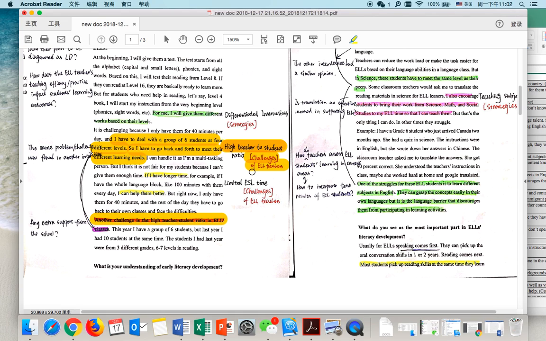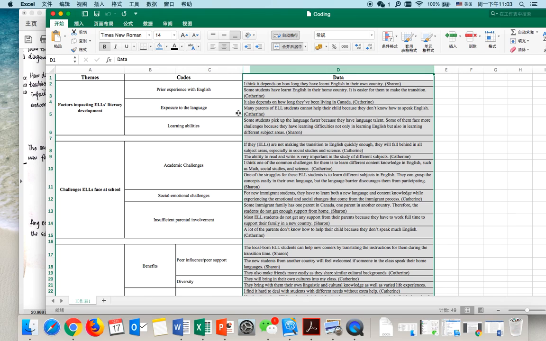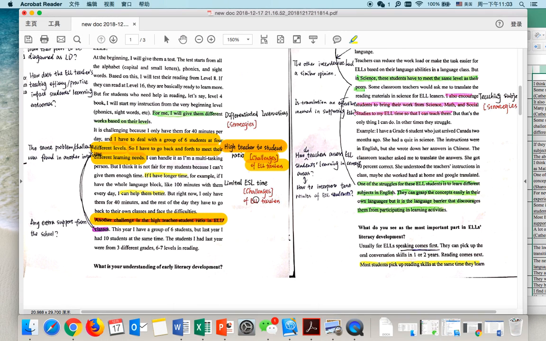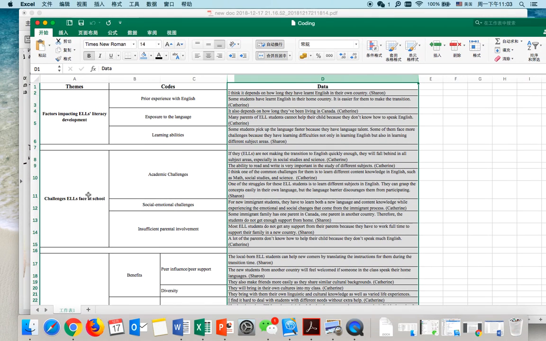So after I've done all the coding and labeling for both transcripts, I created an Excel file to reorganize my data. I started from finding all the labels with the same categories. So like all the labels with the category of challenges of ELL teachers and all the labels that say challenges of ELL students and strategies. And then I put them here under themes. So those are my initial or draft themes.